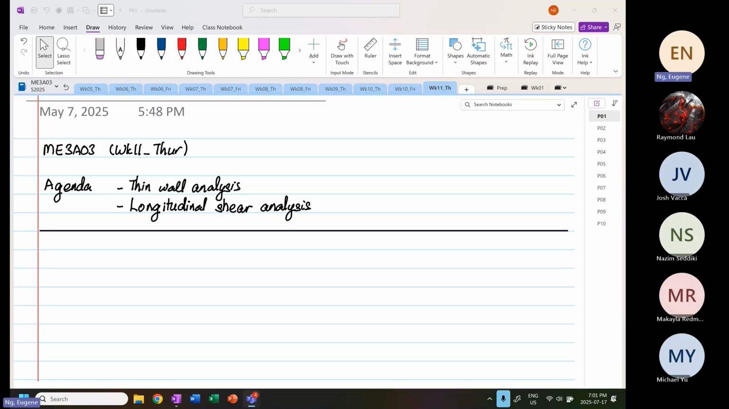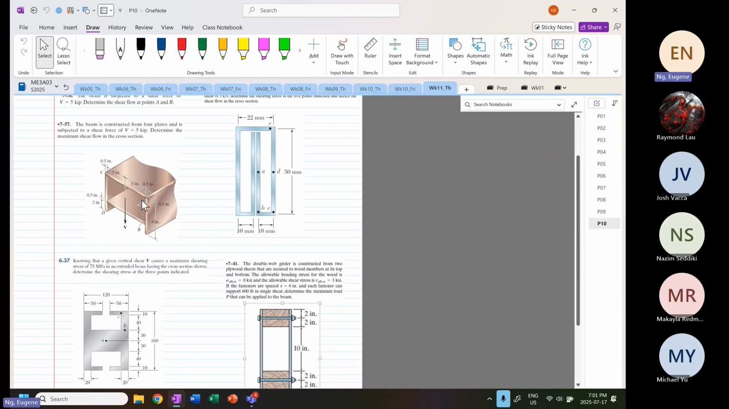Today I'm going to do a more complex problem on thin wall analysis. After that, we are going to go into a new subtopic, which is known as longitudinal shear analysis. So the first problem that I want to go through in thin wall analysis is this one over here.